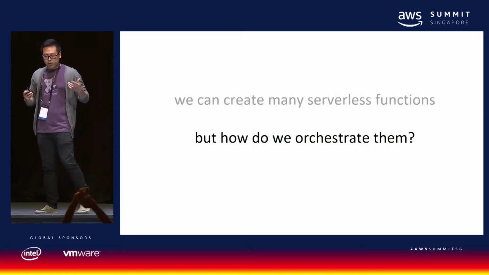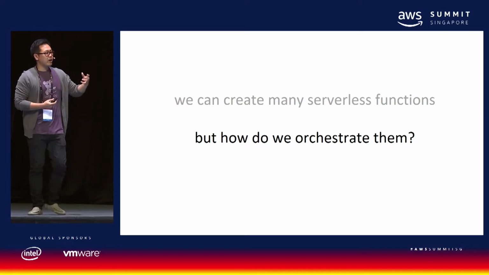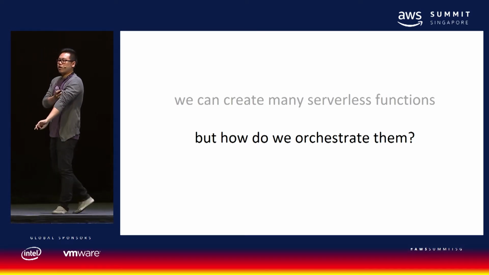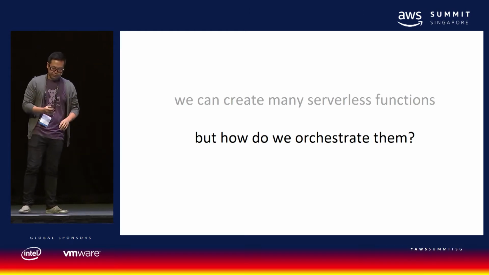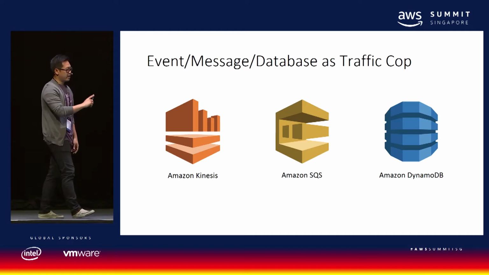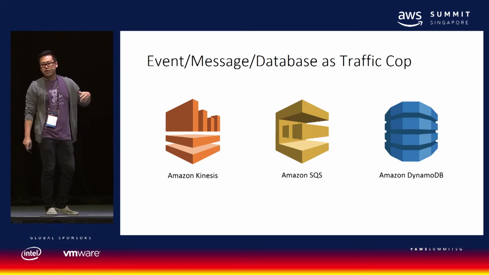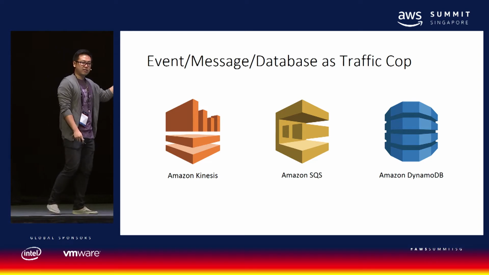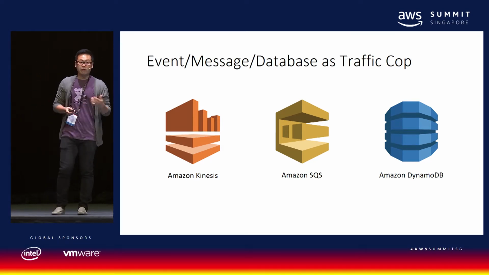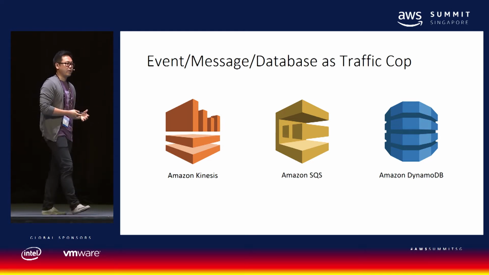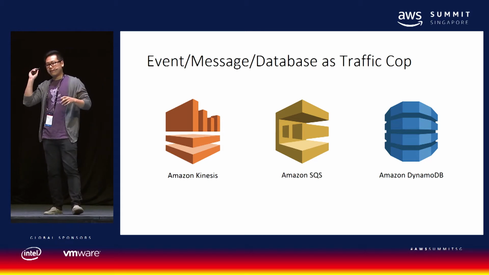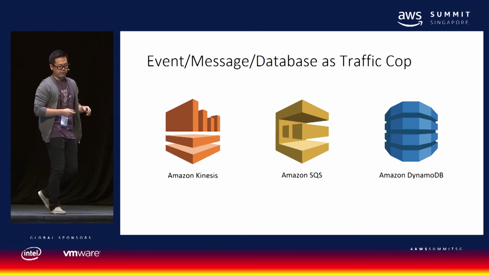OK. What's the issue? How do we organize them? How do we say, OK, Lambda 1, do this, and then go to Lambda 2? And then after Lambda 2 runs, take that output and go to Lambda 3. Well, before step functions, we had plenty of things that acted as traffic cops. You could use an event stream, so Kinesis. You could use a messaging queue, so SQS. You could even use a database, DynamoDB. And what I mean by traffic cop is just something that says, hey, Lambda, I've got some work for you. Here you go, and hands it off.